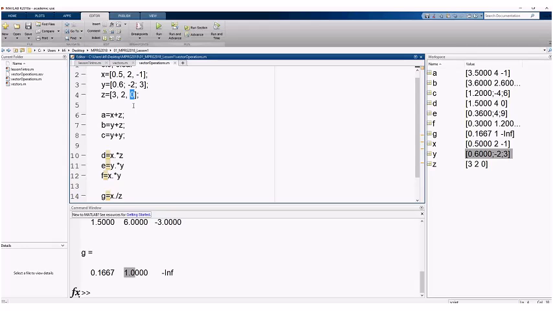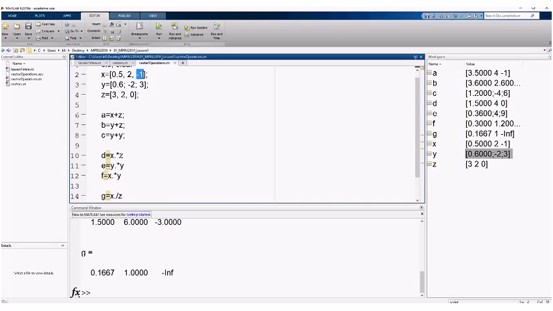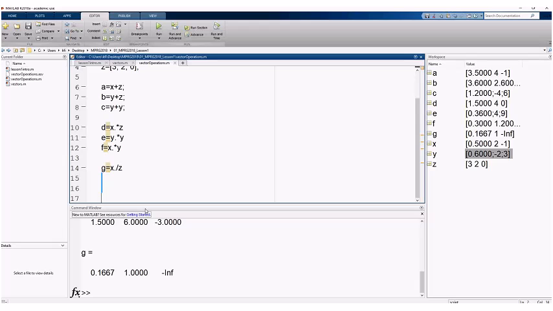And if we divide something by 0, it is not good because it gives infinity, and MATLAB actually says that it's equal to infinity. But since one of the numbers is negative, MATLAB says minus infinity. So we can divide vectors element by element by using this dot division sign.